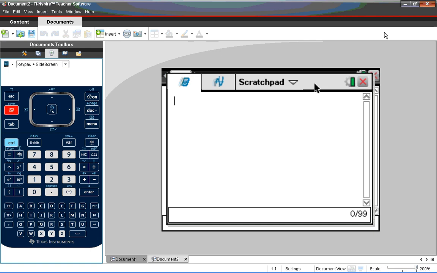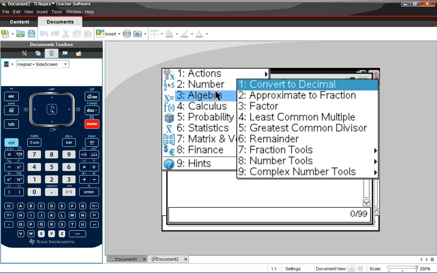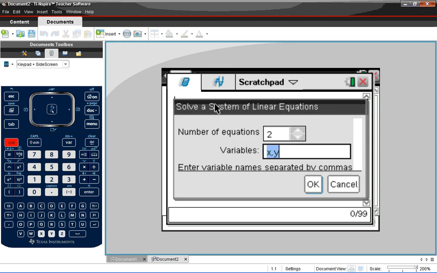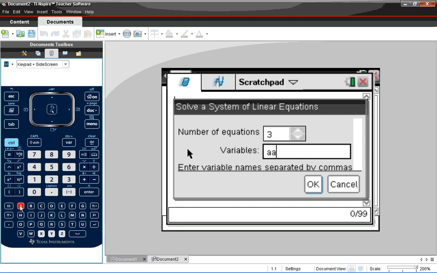Okay, so here we are in the calculator. I'm just in a scratch pad. I'm going to go to Menu, Algebra, Solve System of Linear Equations. I have 3 variables. Whoops. Let's go back to 3 variables. And I'm going to rename them to be A, B, and C, since those are the letters that I was using. So A, comma, B, comma, C.